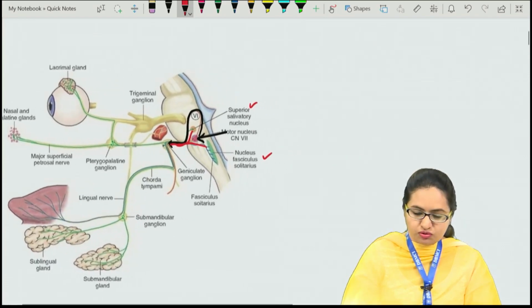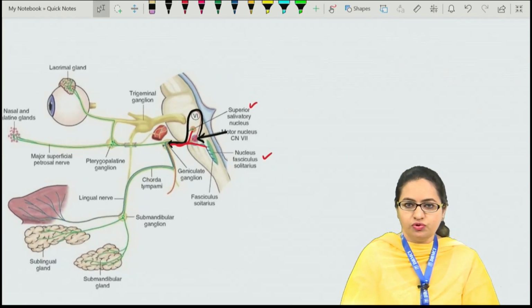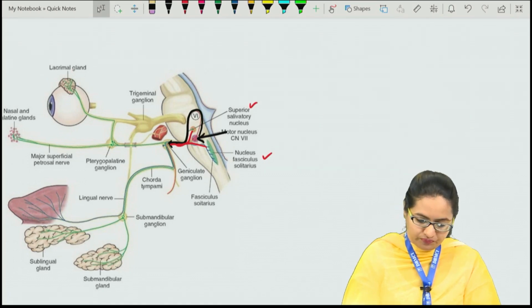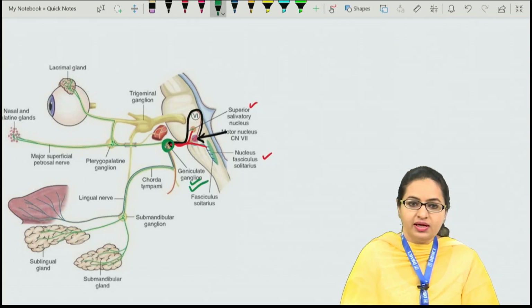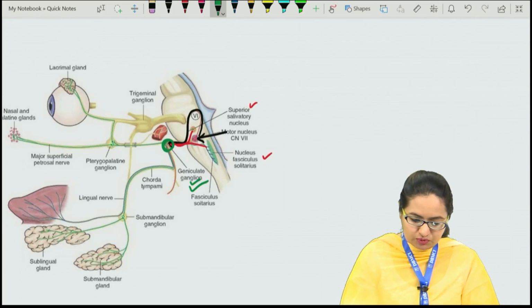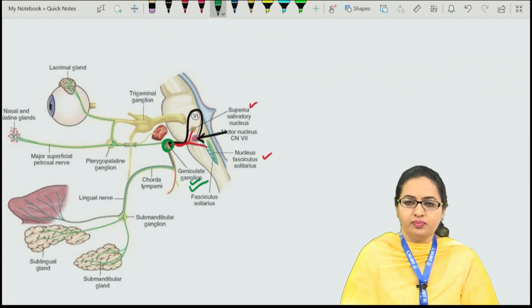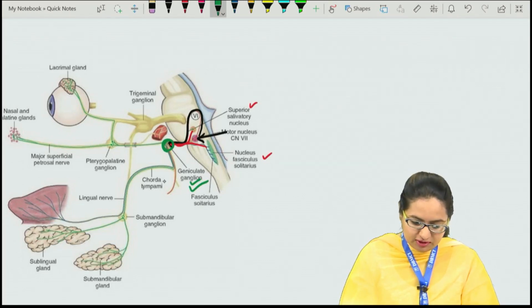Initially the sensory root and motor root are different, and this sensory root lies between the motor root of the facial nerve and the vestibulocochlear nerve. Just before the geniculate ganglion, this sensory root joins with the motor root to unite with it. This is the point where the geniculate ganglion is present, and just before the geniculate ganglion the motor root and sensory root combine with each other, and then further the branches are given.